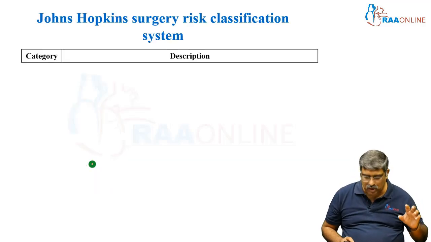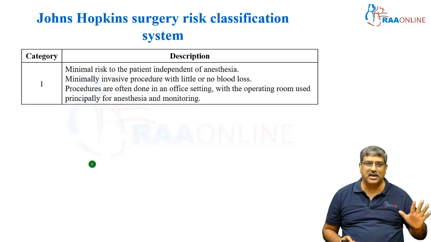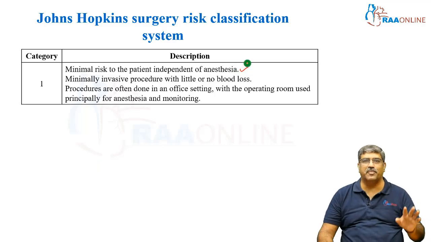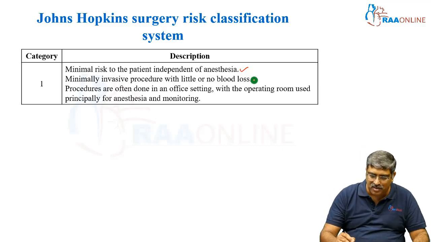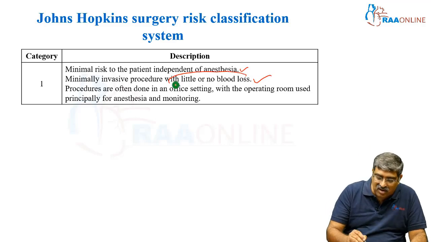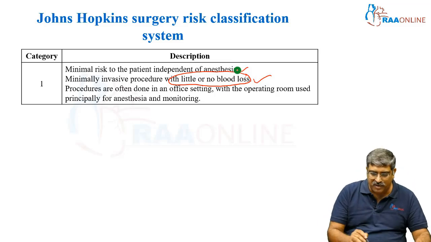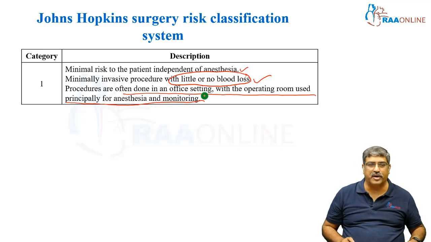Now coming to the Johns Hopkins surgery risk classification, here you have 5 categories. Category 1 is minimal risk to the patient independent of anesthesia, and the surgery is a minimally invasive procedure with little or no blood loss. Here the procedures are often done in an office setting, with the operating rooms used only for anesthesia and monitoring.